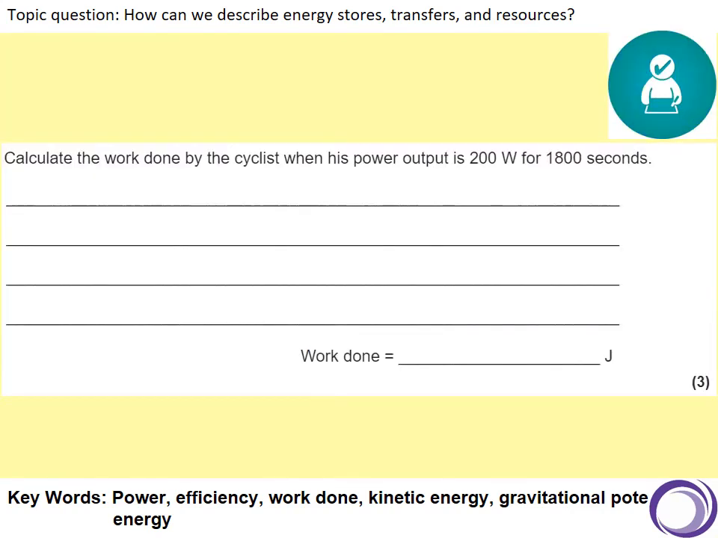So here's another question for you to try. Calculate the work done by the cyclist when his power output is 200 watts for 1,800 seconds. You will have to do a little bit of rearranging for this question, but remember to write down your equation, substitute your numbers in, and then rearrange and work out your final answer. Box the command words, underline the key points, and then have a go at the question. Pause the video here, and then move on and have a look at the answer.